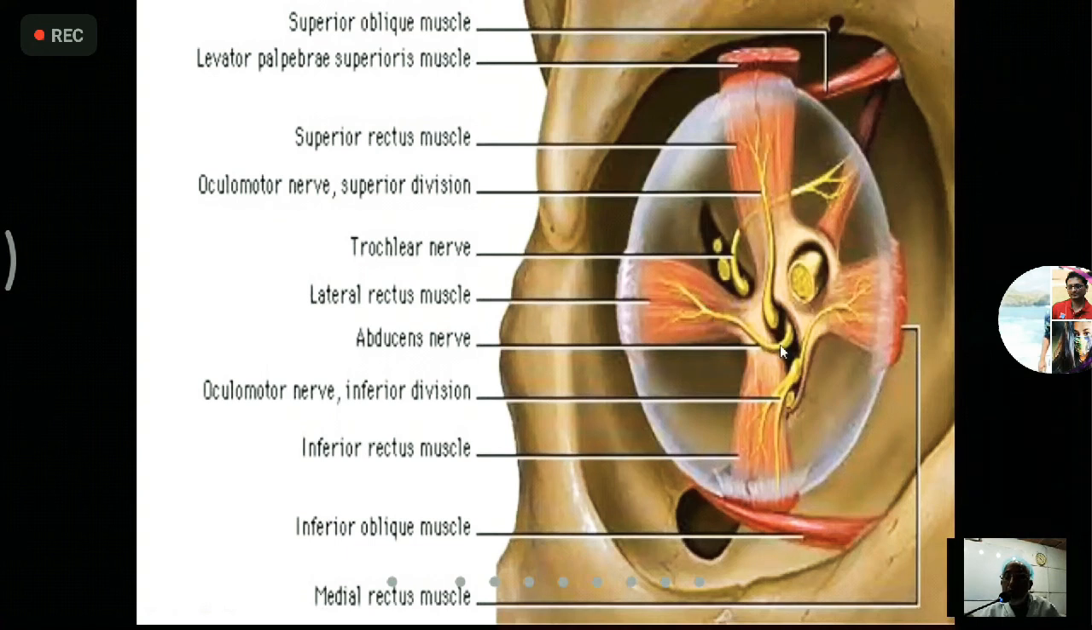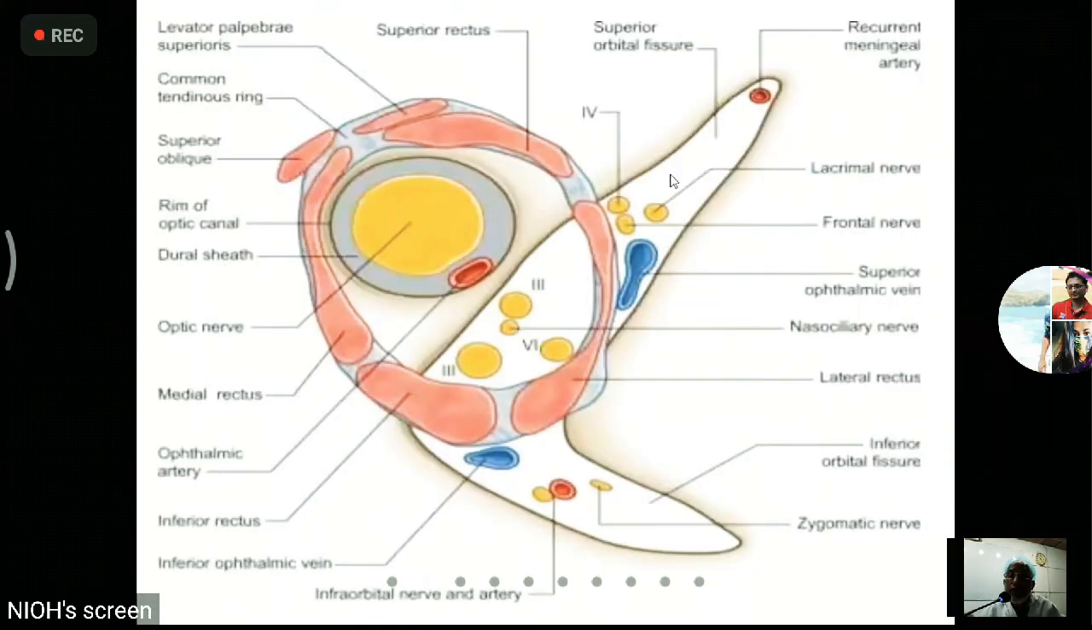And this is the picture to show four recti over here. It's the superior orbital fissure and inferior orbital fissure. Superior orbital fissure has two parts, upper part and lower part. Another picture, the superior orbital fissure. Previously we showed it in the orbital chapter, and this is the muscle around the superior orbital fissure and optic foramen. This is the optic canal containing the optic nerve and its coverings.